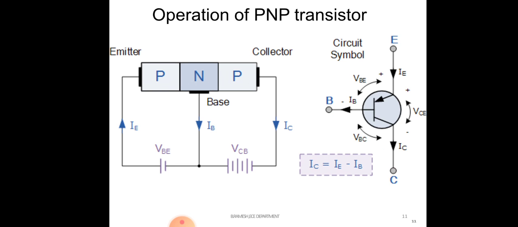The operation of the PNP transistor is the same, but the current direction is different. IC is equal to IE minus IB. We can neglect the IB current, so this becomes IE is equal to IC. The symbol of the PNP transistor has the arrow mark inside. The current equation is also the same: IE is equal to IB plus IC.